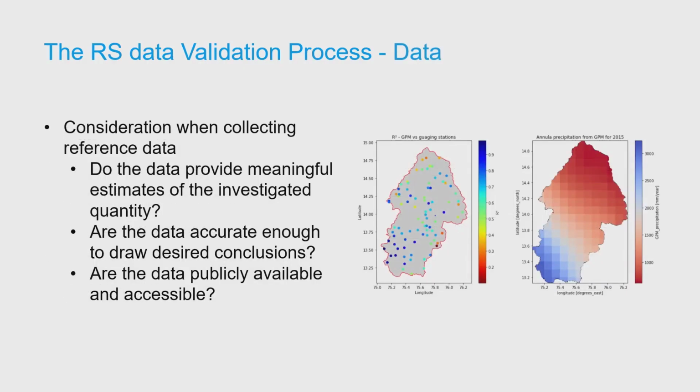To begin the validation process, both the satellite data and the reference data should be collected and pre-processed. The choice and collection of the reference data is based on several factors, which are sometimes based on a pragmatic decision. In selecting the data, the following questions are considered. Do the data provide meaningful estimates of the investigated geophysical quantity? Are the data expected to be accurate enough to be able to draw desired conclusion from the validation process? And are the data publicly available and accessible?